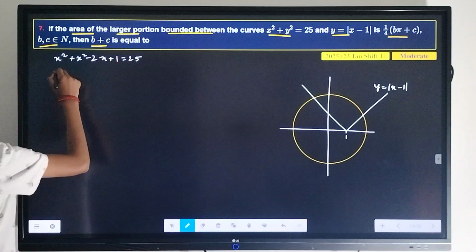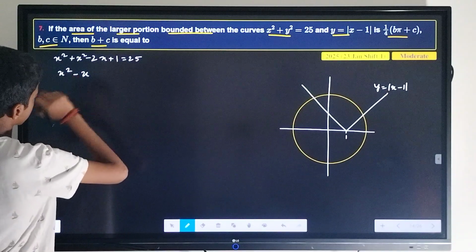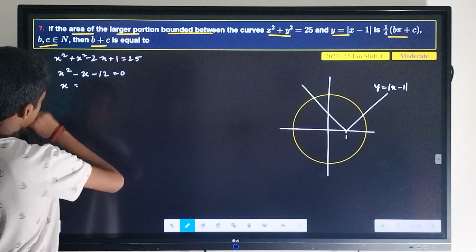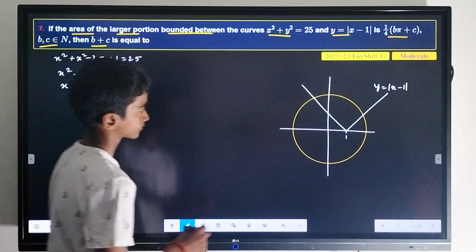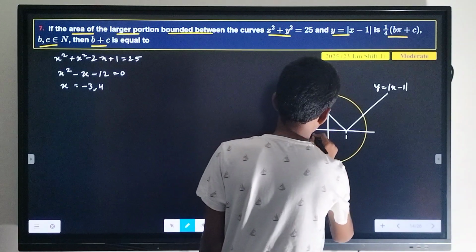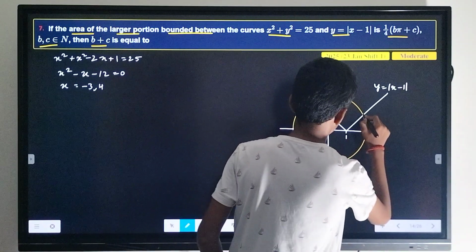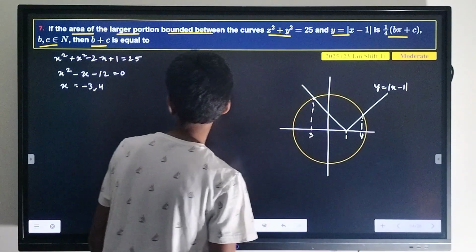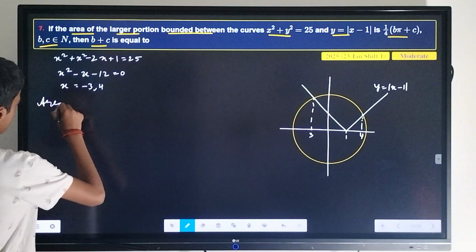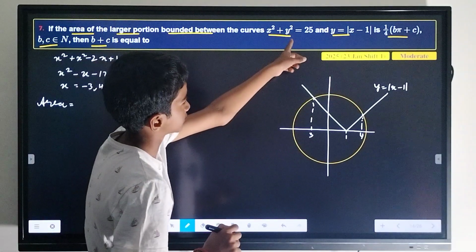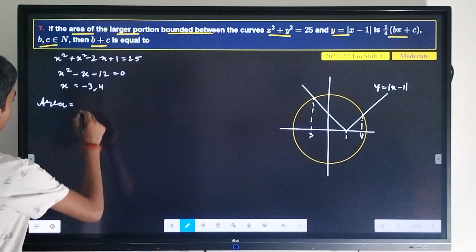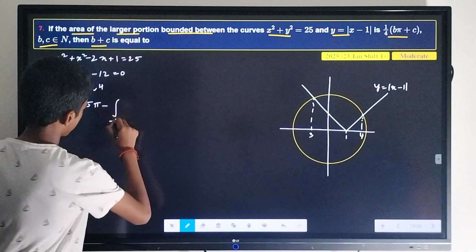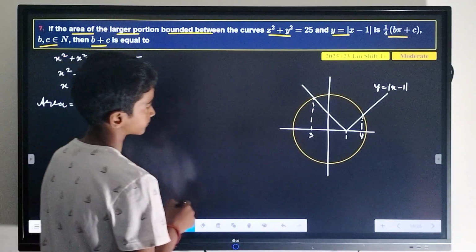From here we will get x square minus x minus 12 is equal to 0. So our x is equal to minus 3, 4. So this point will be minus 3 and this point will be at 4. So to find the area of the larger region, our required area is equal to pi r square. R square is 25. So pi r square will be 25 pi minus integral from minus 3 to 4.